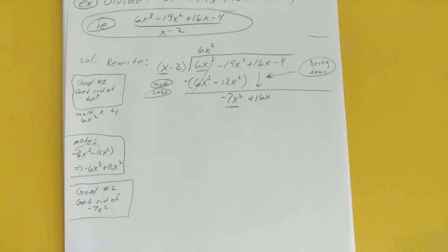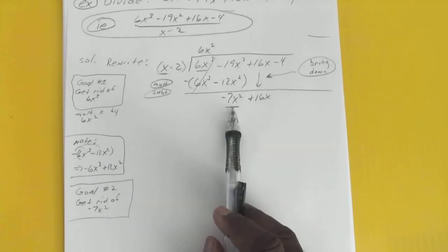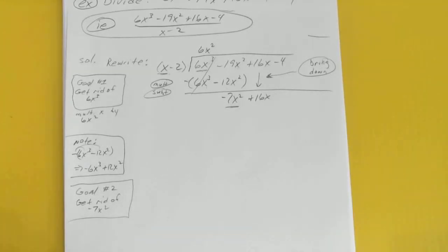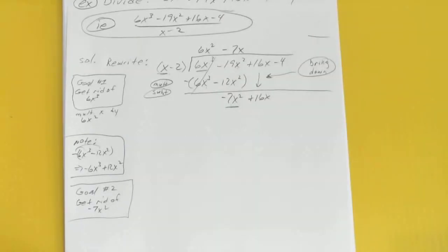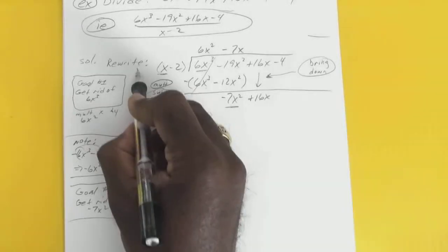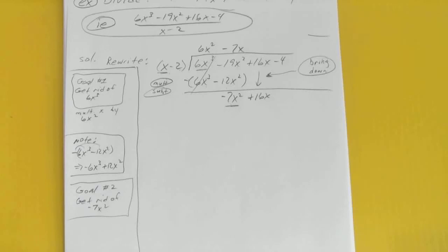Okay, and we do that by doing the exact same thing. What times x will give us negative 7x squared? That'd be just negative 7x, because negative 7x times x will give us negative 7x squared. So we put our negative 7x right up there. I can actually put a little barrier here since these are just notes.